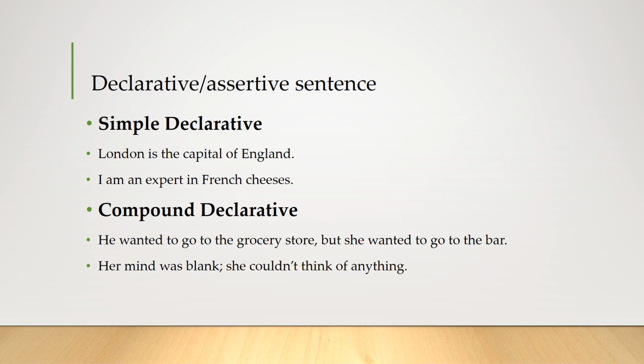And a compound declarative sentence joins 2 related phrases with a comma and conjunction, such as and, yet, or but. These phrases can also be united by a semicolon, which is sometimes accompanied by a transition word like besides, however, or therefore. So these are the examples.